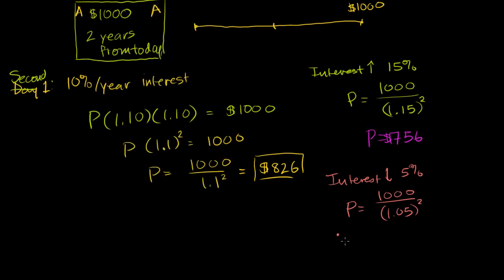So all of a sudden, we're willing to pay a price of $907. So you see mathematically, when interest rates went up, the price of the bond went from 826 to 756. The price went down. When interest rates went down, the price went up. And I think it makes sense. The more you expect, the higher return you expect, the less you're willing to pay for that bond.